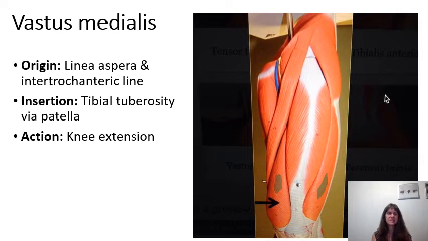Vastus medialis has its origin on the linea aspera and the intertrochanteric line of the femur and inserts on the tibial tuberosity by way of the patella through the patellar tendon and patellar ligament. Its action is knee extension. If we look medially to laterally, we have vastus medialis, rectus femoris, and vastus lateralis.